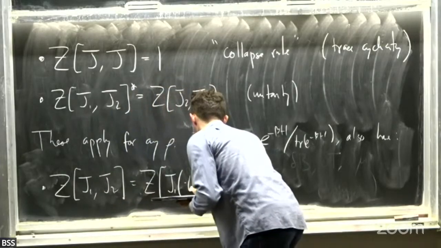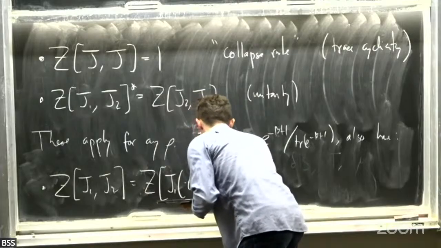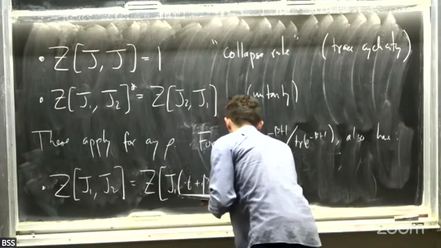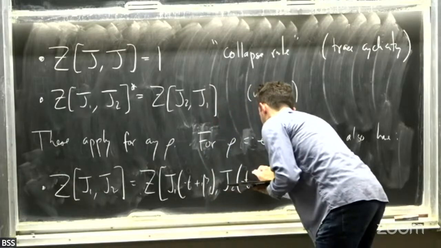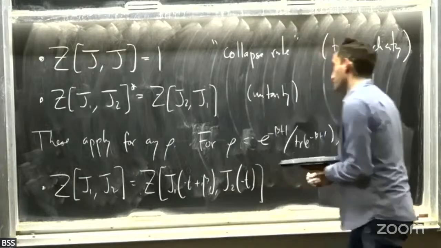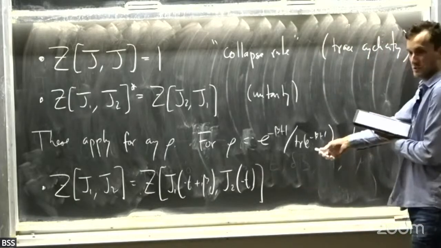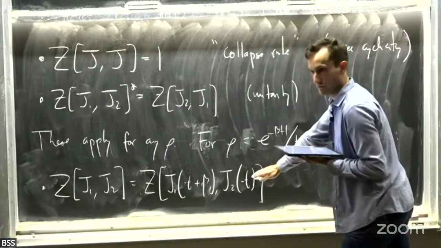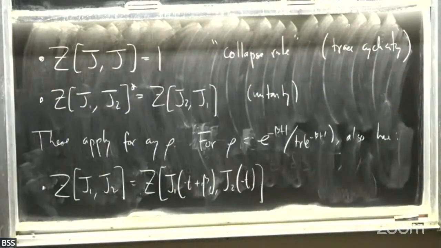Which looks like this. The partition function and the partition function evaluated at sources that are slightly shifted in time by an imaginary amount are equal, okay? This is derived carefully in the notes, but the intuition is very simple.